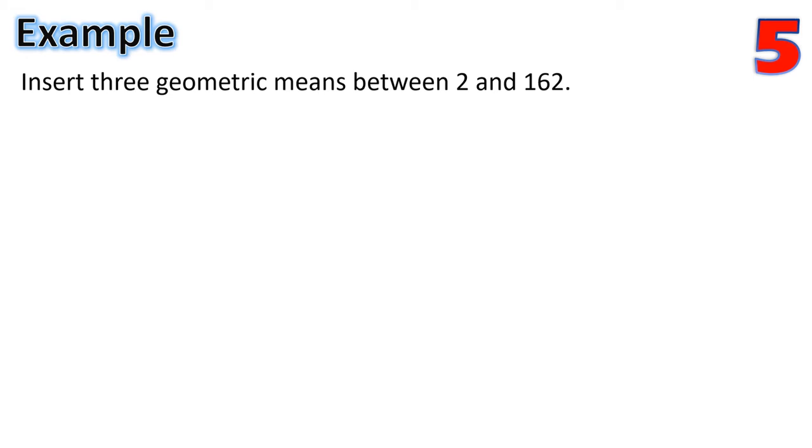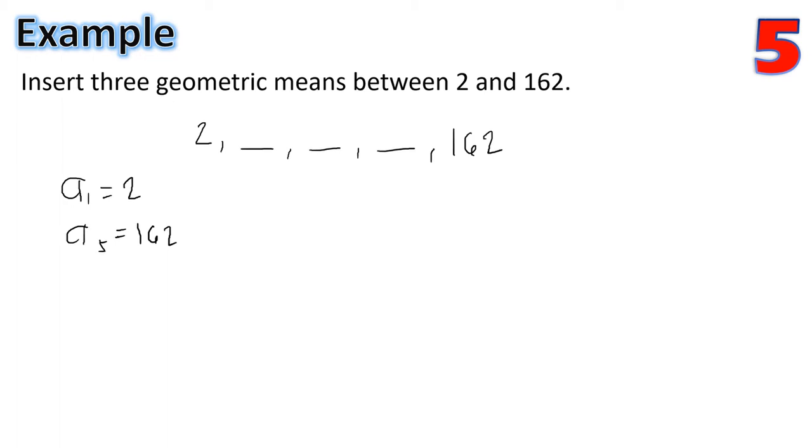Let us have another example. Insert 3 geometric means between 2 and 162. In here, we're going to use the same solution. So we have 2, and then we have 3 terms after the first term. Then we have 162. Hence, in the geometric sequence, we have A sub 1 is equal to 2, and A sub 5 is equal to 162. The formula for A sub 5 is A sub 5 equals A sub 1 times R raised to the 4th power.